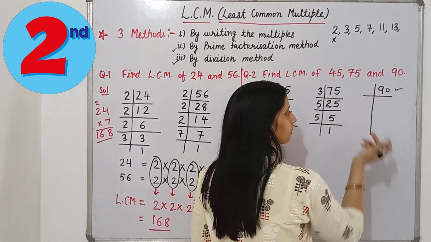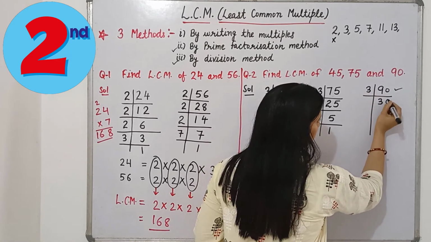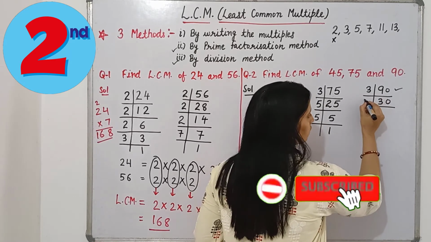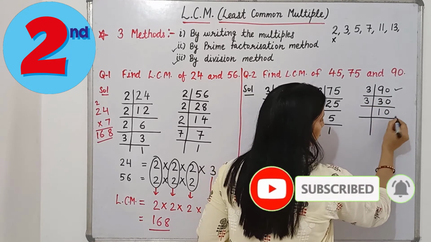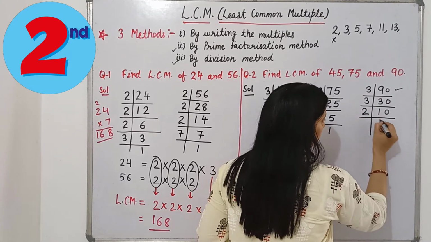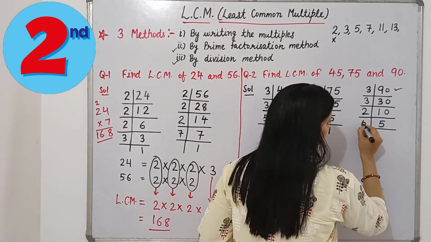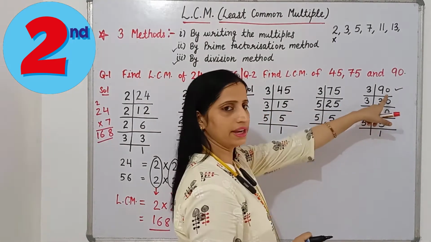So 90 is divisible by 3. Again 3 threes are 9, and we will write 0 as it is. Then 30 is again divisible by 3. 3 tens are 30, we will get 10. Then we can divide 10 by 2. 2 fives are 10, and at last we will get 5. 5 ones are 5. So these are the prime factors of 90.